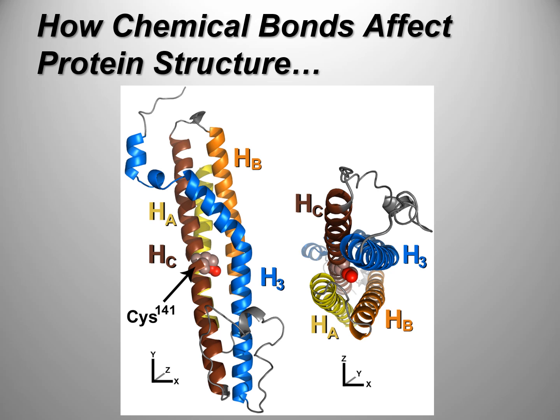So now that we have the bonds set up, how these bonds affect protein structure. Now, these two images are actually the same protein. One's looking at it from the top. This one's looking at it down the axis from, shall we say, this direction. So we're looking at the same molecule. And why does it have this shape? Chemical bonds.